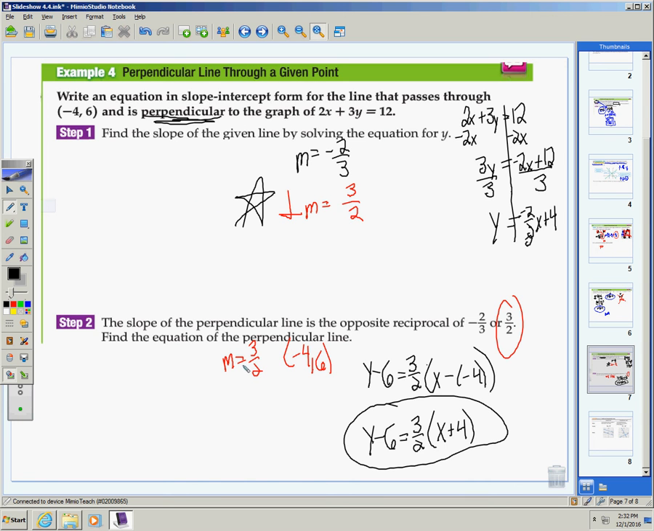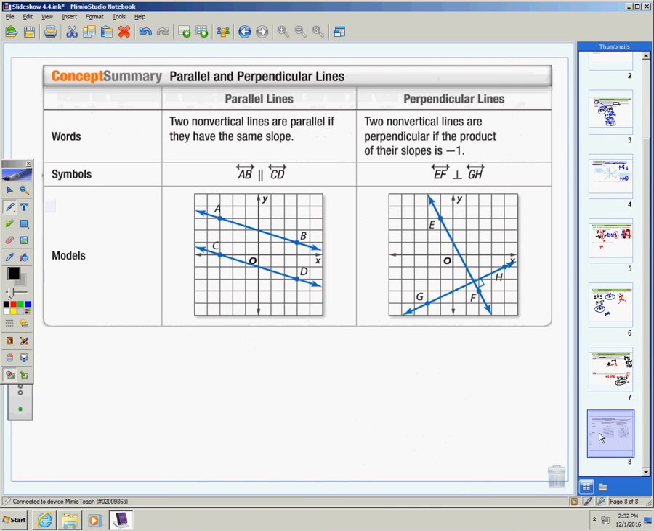Here's just a quick recap of everything we've talked about. Lines are parallel if they have the same slope, and lines are perpendicular if the product of their slopes is negative 1, or if their slopes are opposite reciprocals.